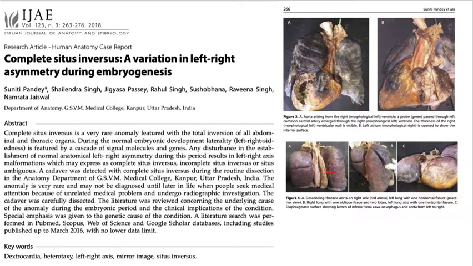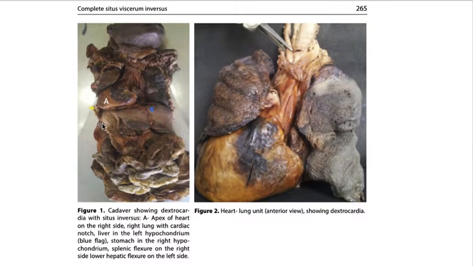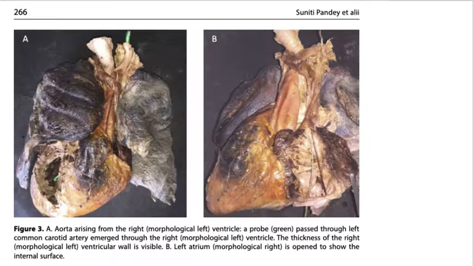So this body has been dissected by me. Yeah, that's me over here. And this is the case of dextrocardia along with complete situs inversus. So you can see these are the lungs, this is the heart, this is the liver placed on the left side, the stomach on the right side. It was a total case of situs inversus. You can see over here.